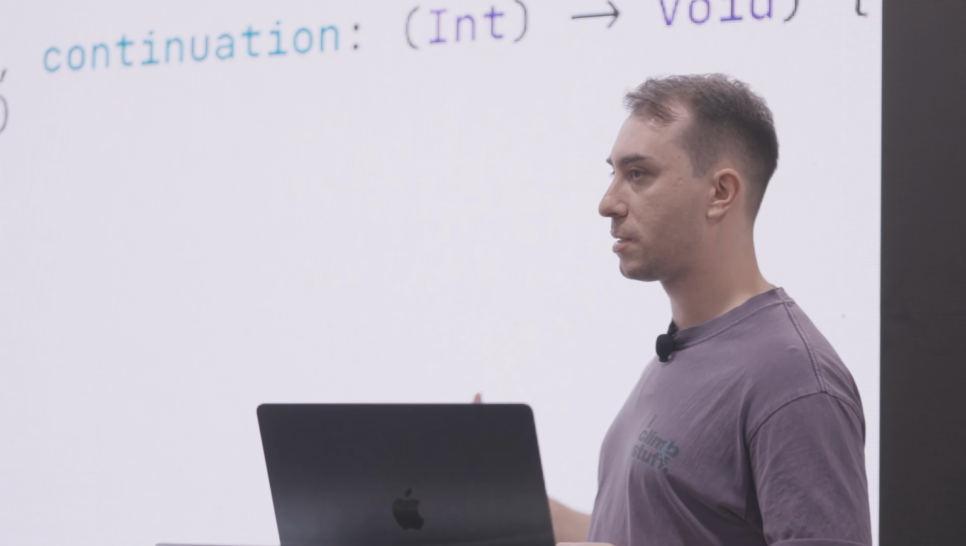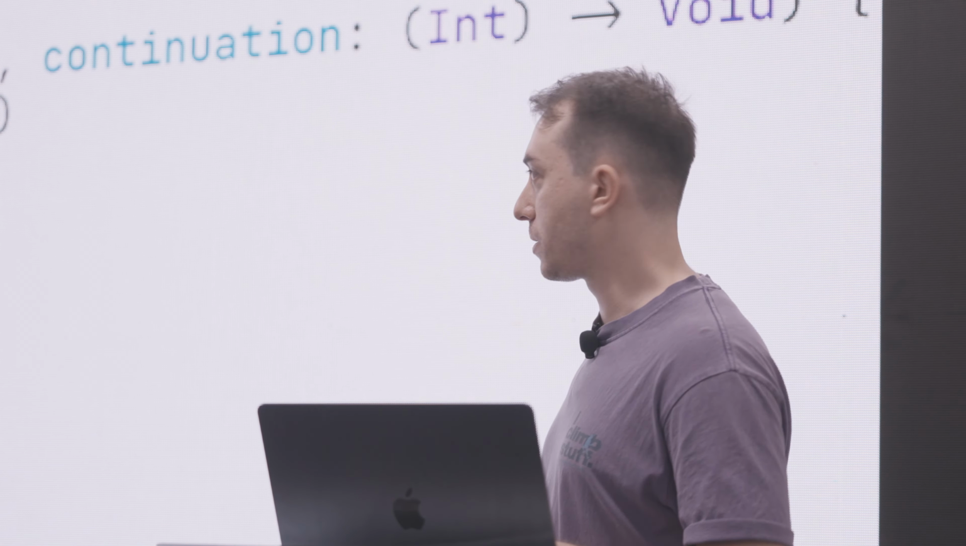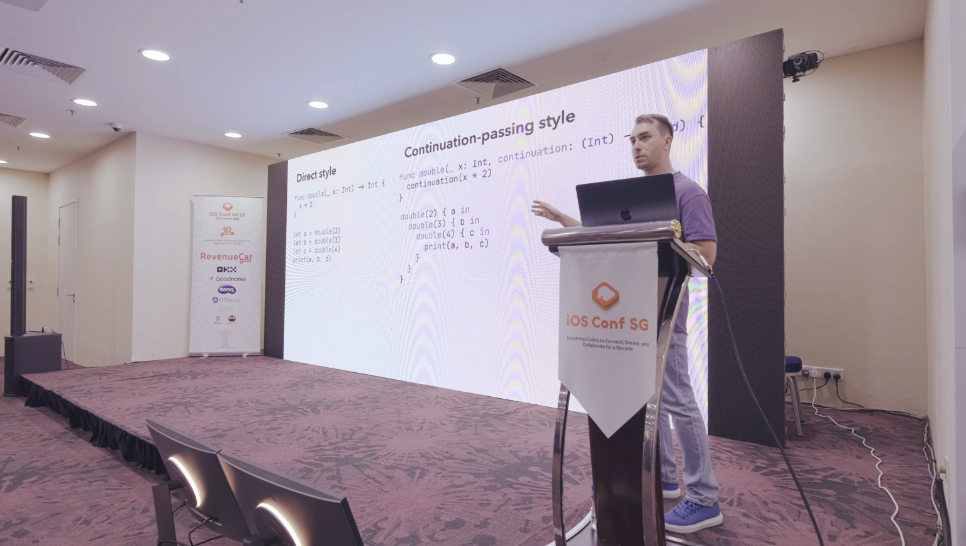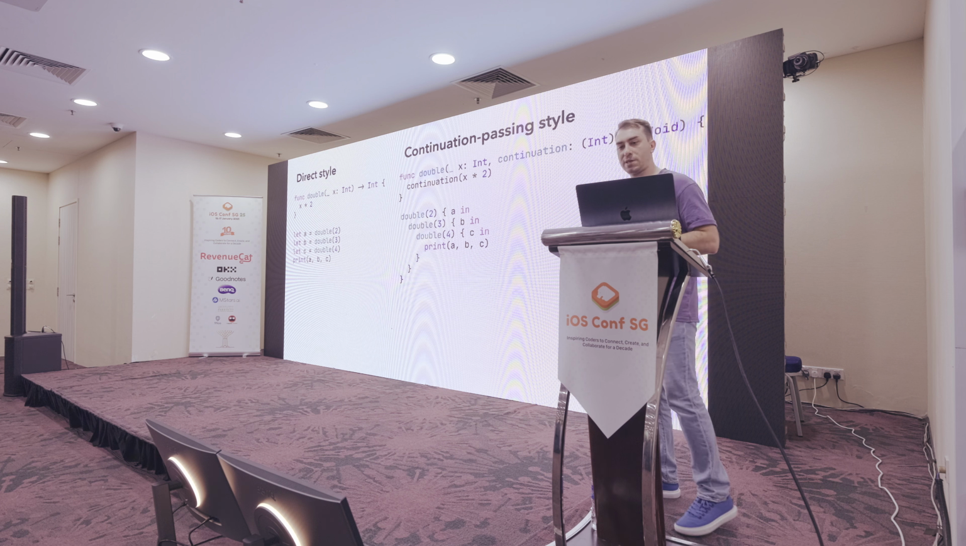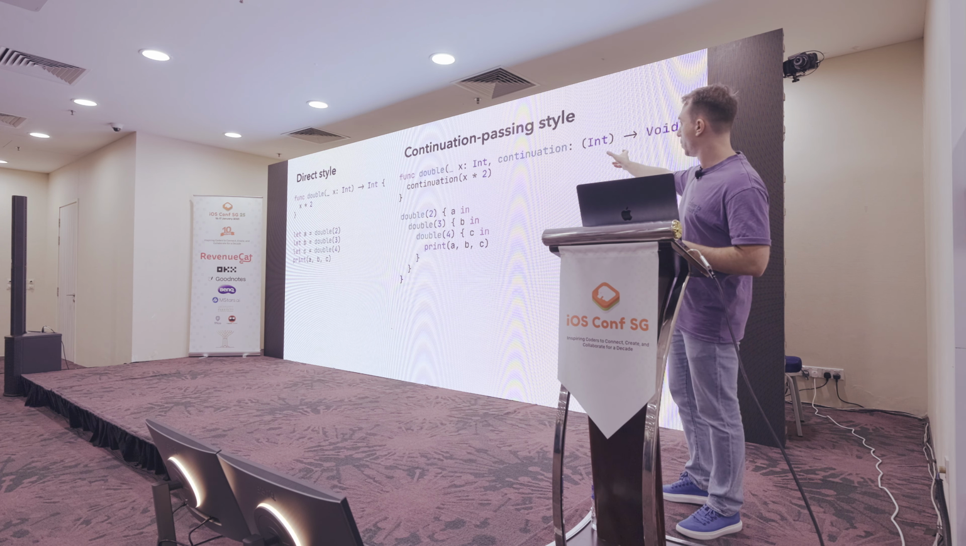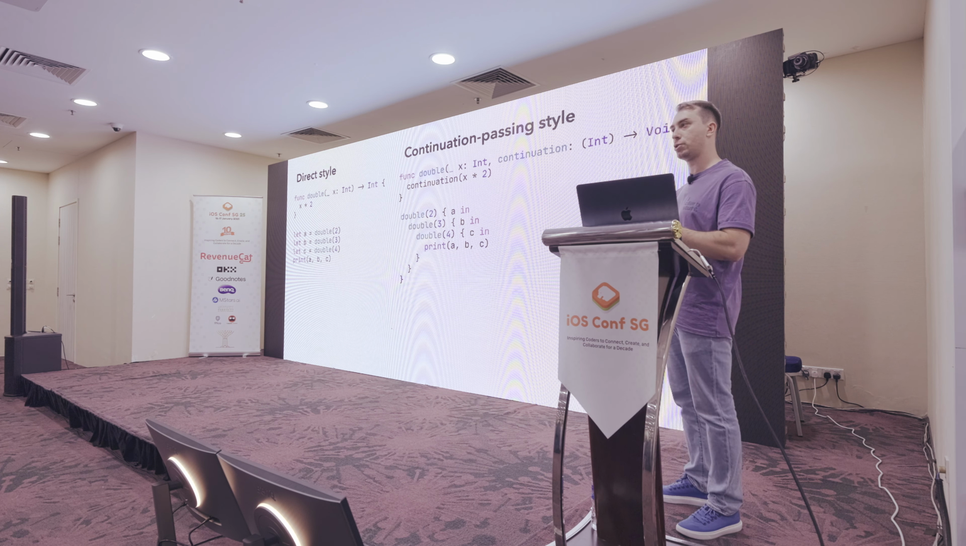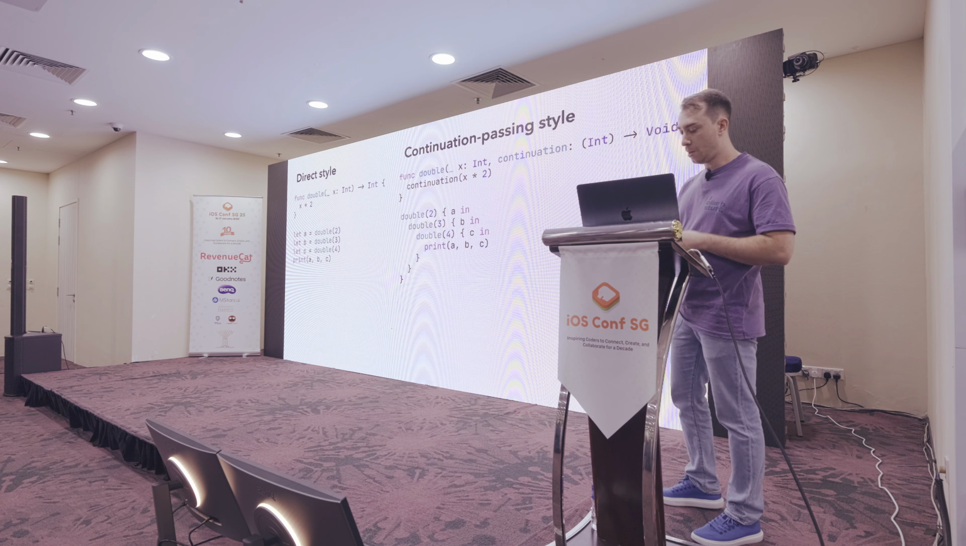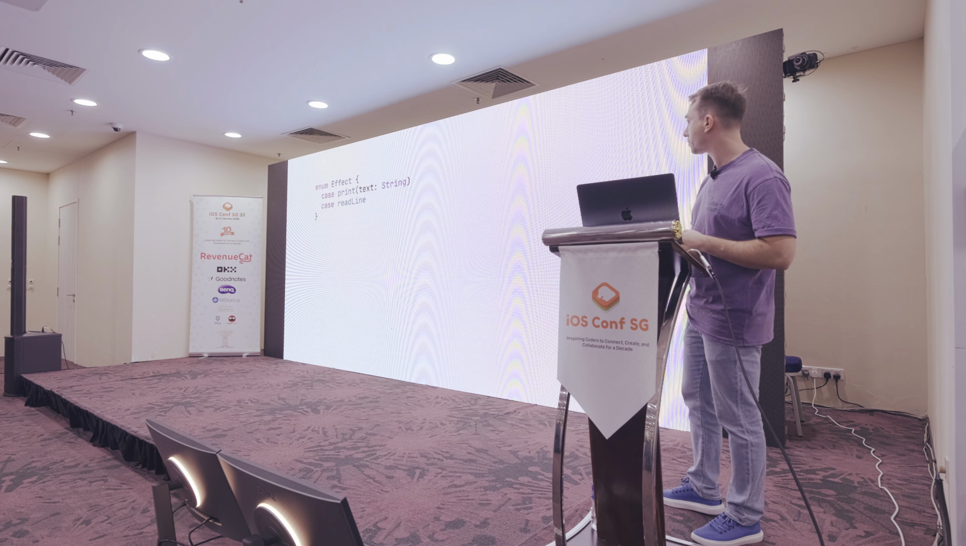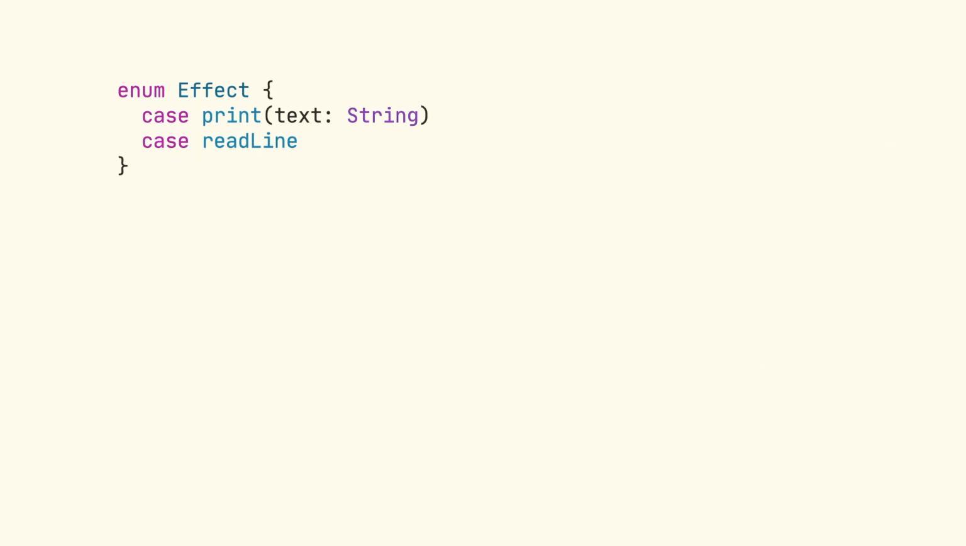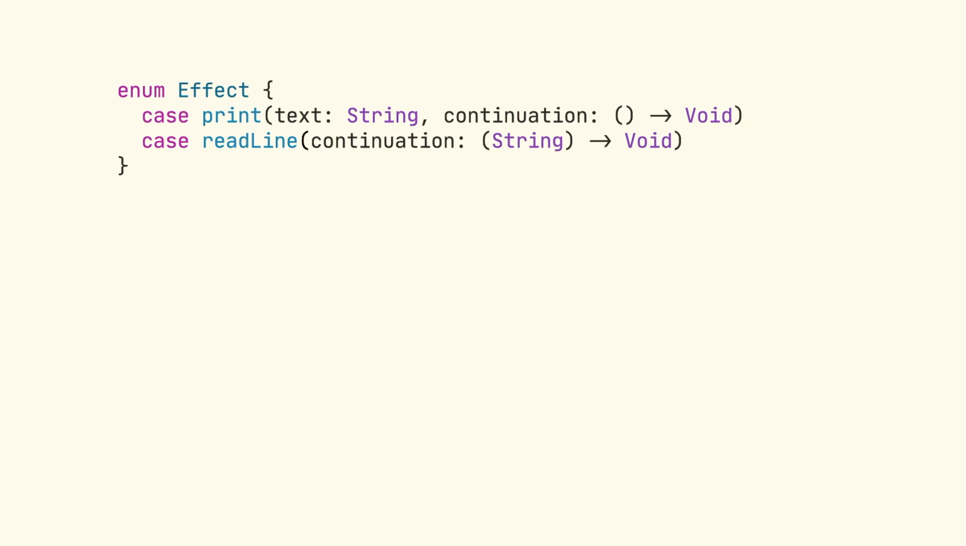Continuation passing style is often used by compilers as an intermediate representation of programs to perform various optimizations and analysis, because it allows total control over the execution of the next step of a program. But why do we care about this? This is because when we describe effects as enums, we cannot simply state which values these effects return like we would with a normal function. But what we can do is supply a continuation as an associated value.